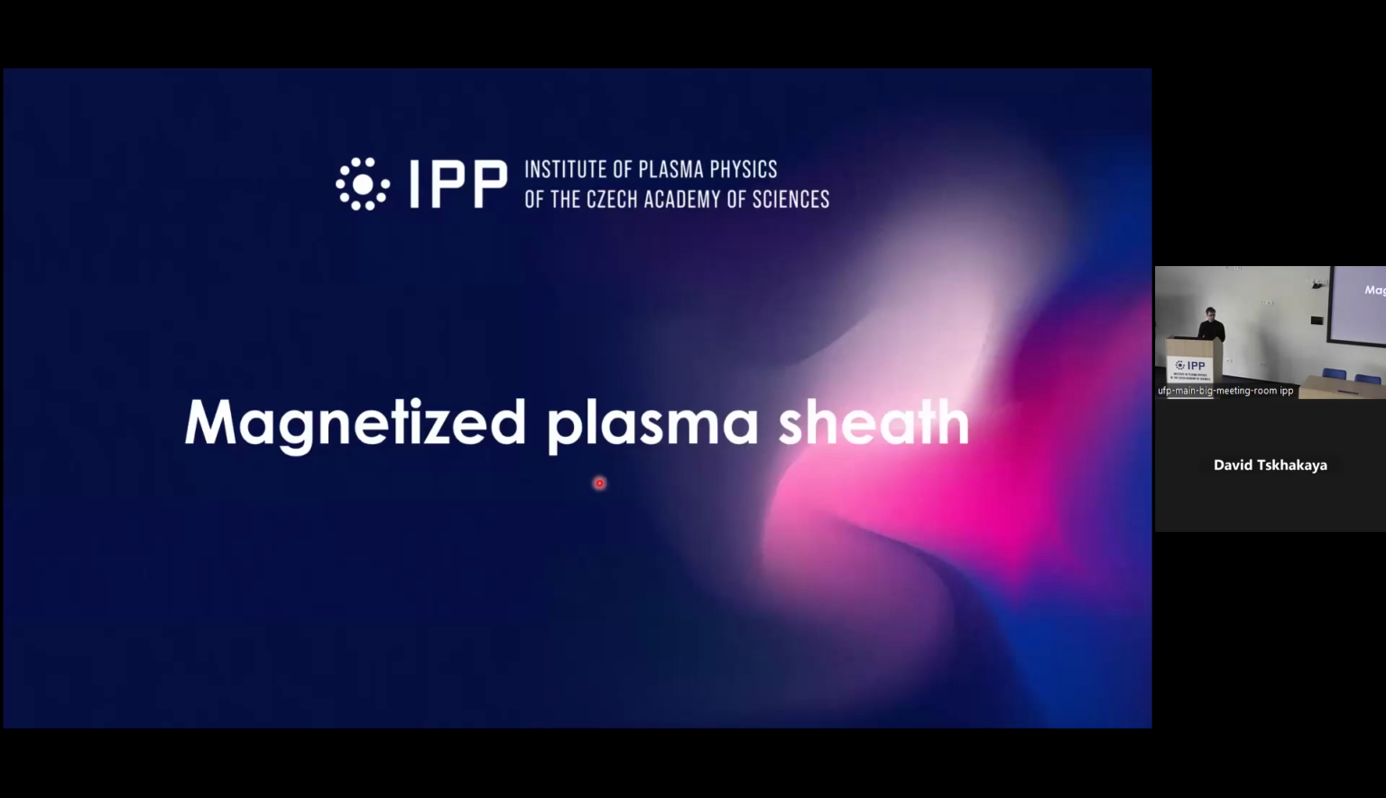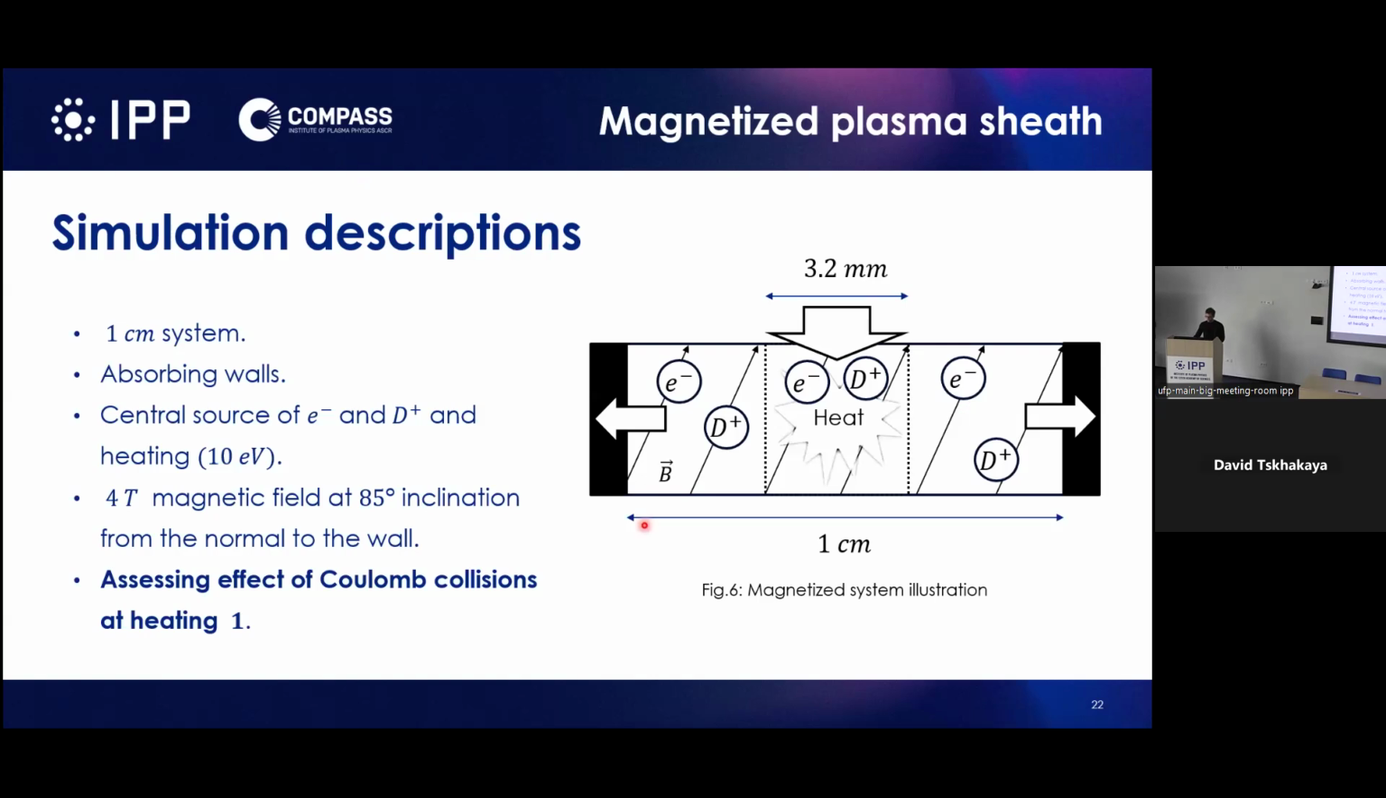So next we can go to the magnetized plasma sheath. We add a magnetic field at about 85-degree inclination from the normal, so it's this angle. And since the electrons and ions are moving along the magnetic field lines, this effectively increases the system size about 11 times. So this already gives us sufficient length of the system to have good Coulomb collisionality. So we're going to compare two cases, both with heating one, but one with and one without Coulomb collisions.